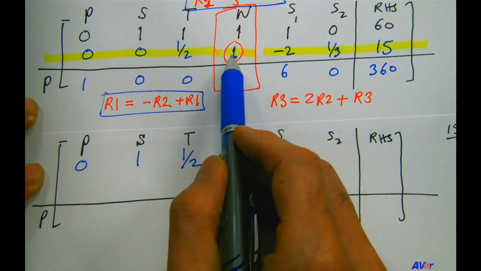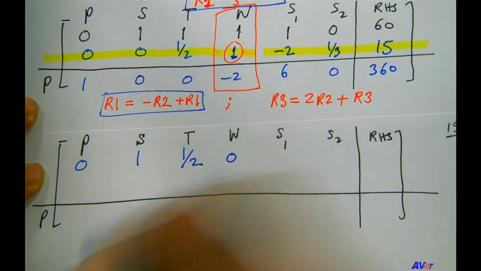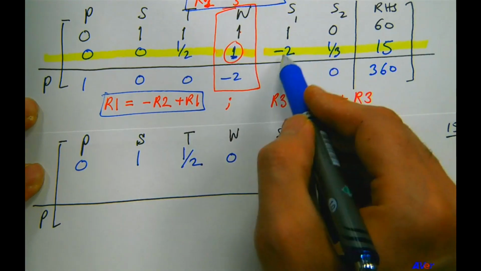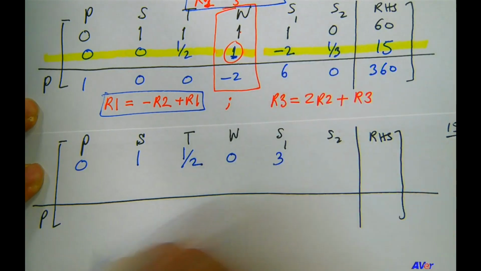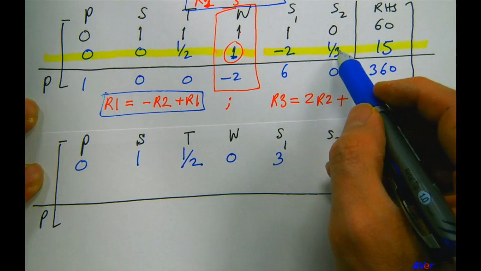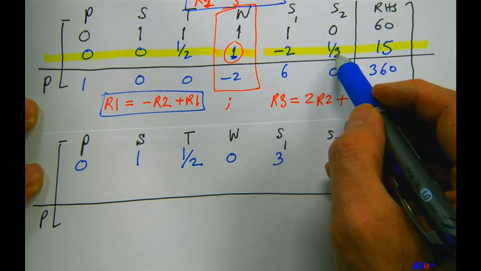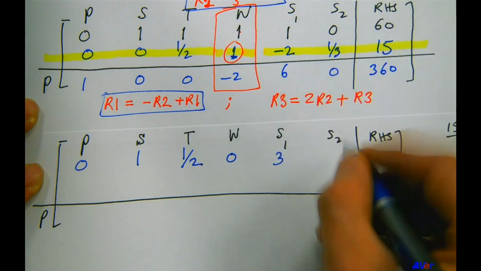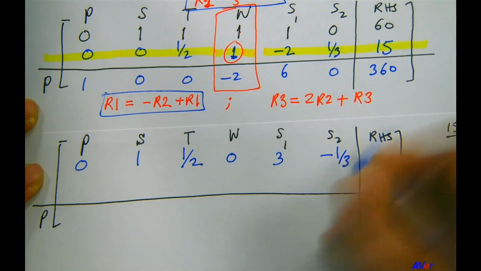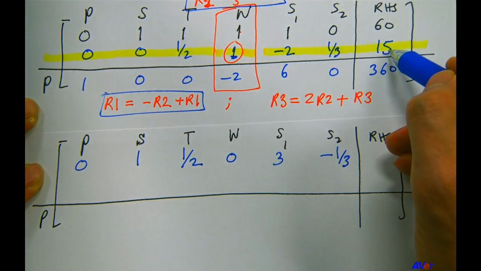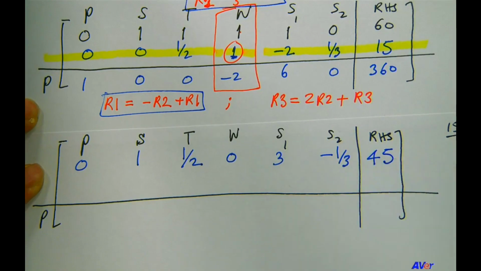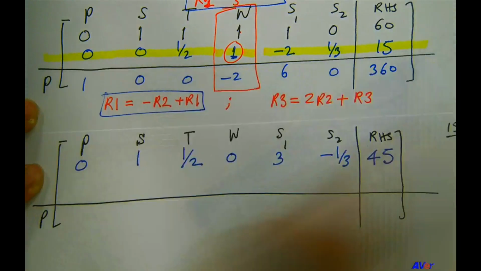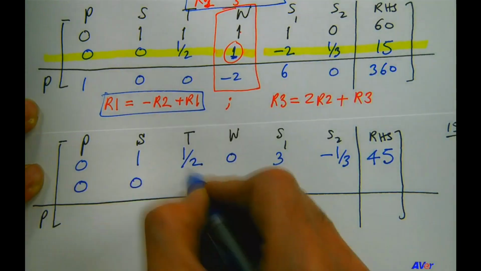Minus 1 times 1 is minus 1. Plus 1, 0. Minus 1 times minus 2, that's positive 2. Plus 1, positive 3. Minus 1 times minus 1/3 is minus 1/3. Plus 0, we get minus 1/3. Minus 1 times 15 is minus 15. Plus 60, that's positive 45. Right? So far, so good. So the second row is the pivot row. Let's write it down as it is.